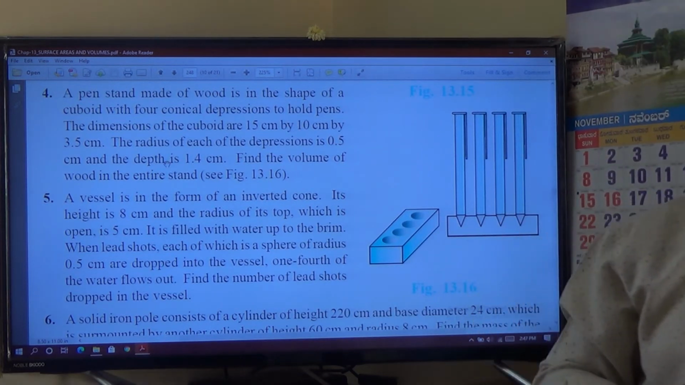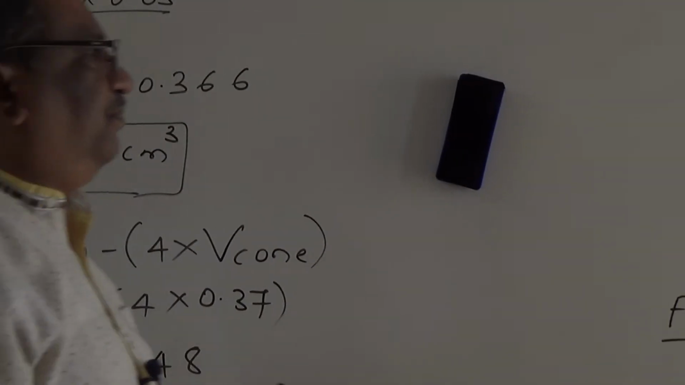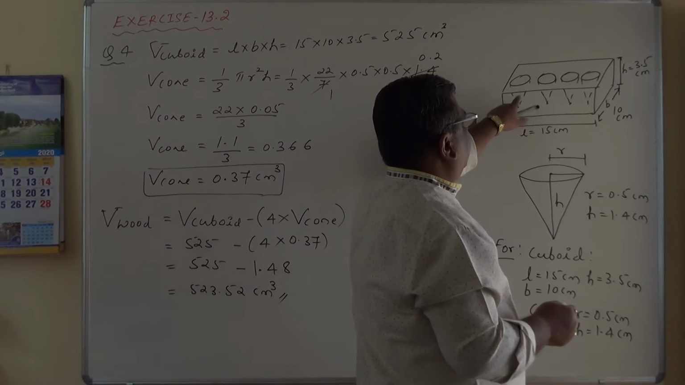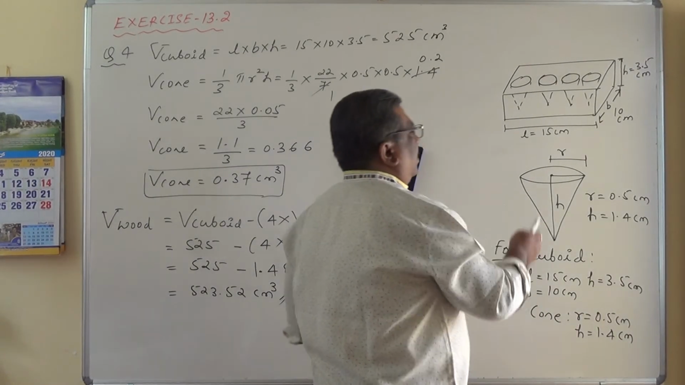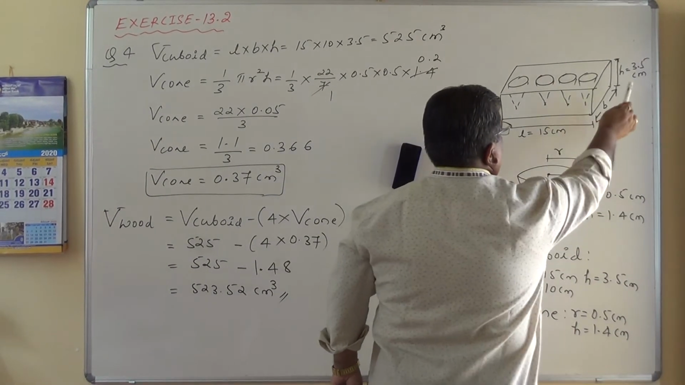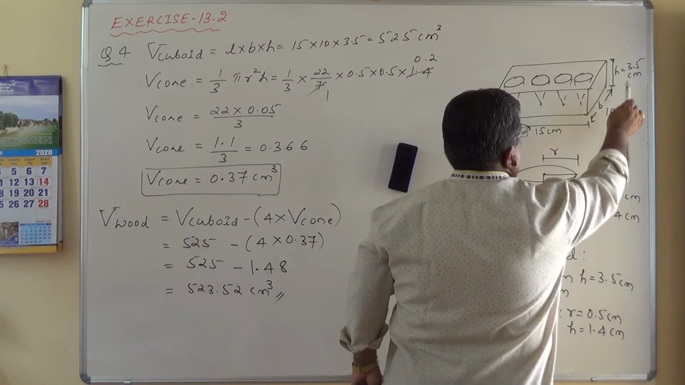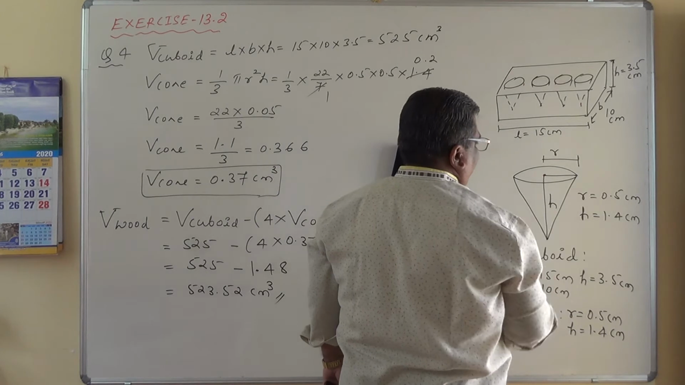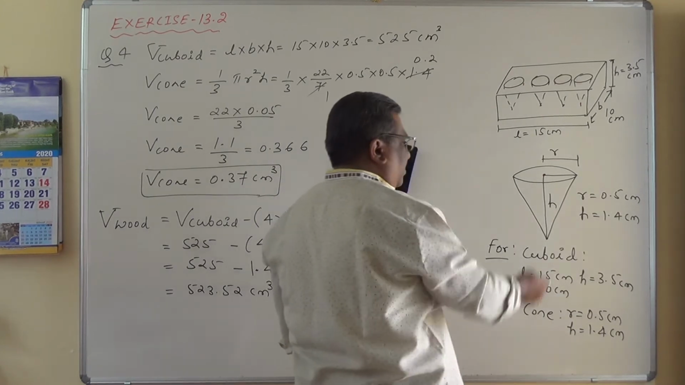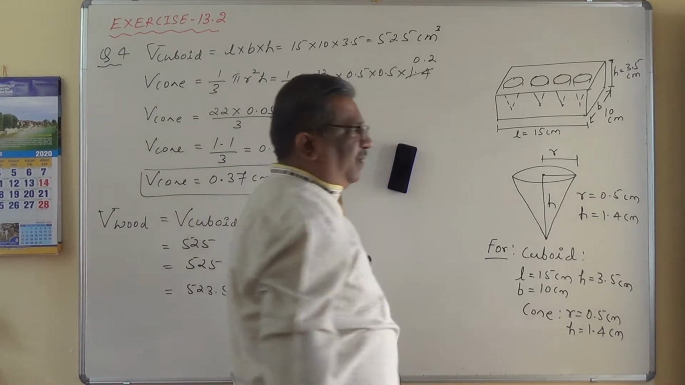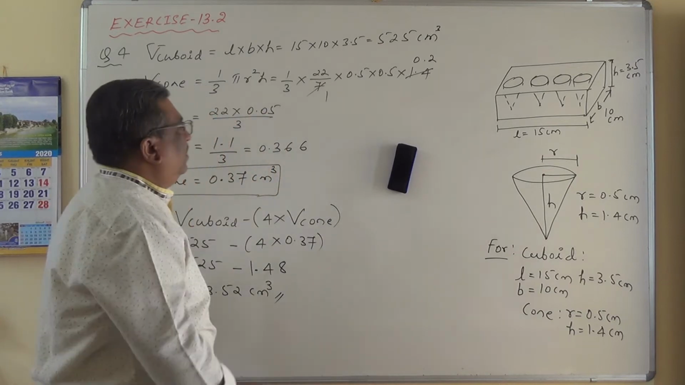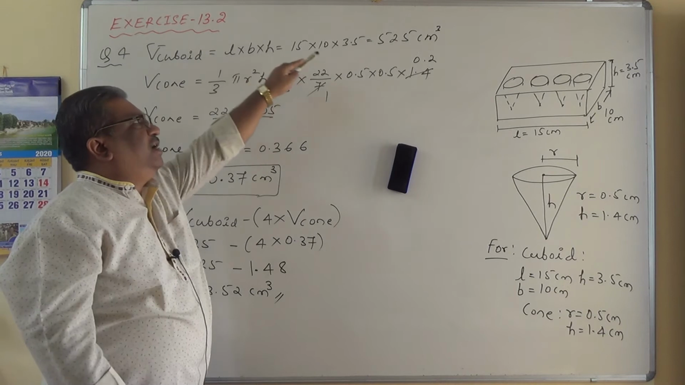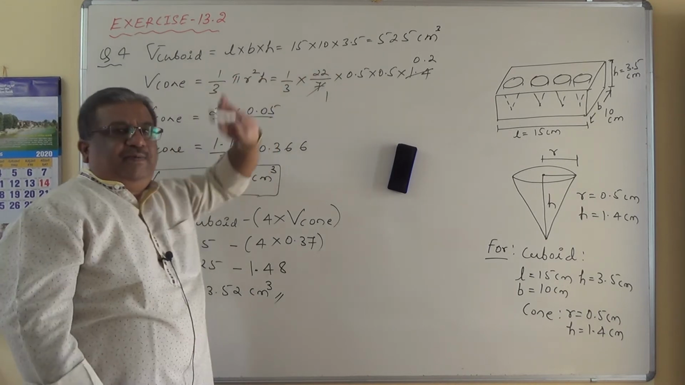So let us see how to solve this on the board. Here you can see the diagram. This is a wooden stand with 4 conical depressions. For cuboid, LBH is 15 centimeter into 10 centimeter into 3.5. For conical portion, radius is 0.5 centimeter, height is 1.4 centimeter, which is given. Those values have been populated at the bottom. Now, volume of the cuboid is equal to L into B into H, which we get 525 cubic centimeter.